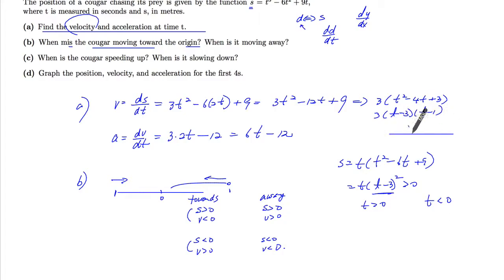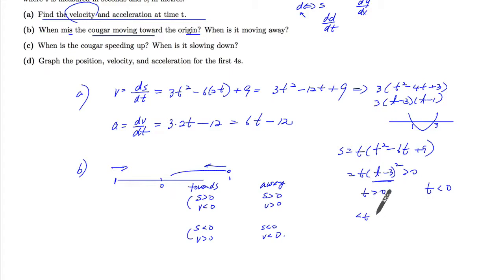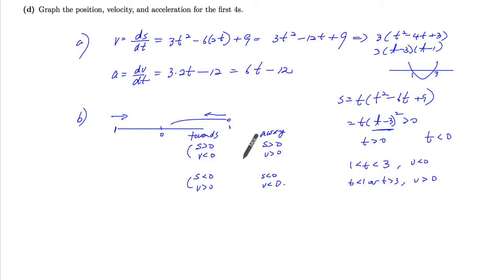How about the velocity? Let's factor out 3. So this can be interpreted as a parabola with roots at 1 and 3. So when t is in between 1 and 3, it's negative. So this velocity is negative. If t is less than 1 or when t is greater than 3, velocity is positive. So negative, we're looking for two negatives here. So 1 to 3 is negative when t is greater than 0. So in this entire time interval, both s and v, we're in this category. When s is positive and v is negative, this is when we're moving towards.